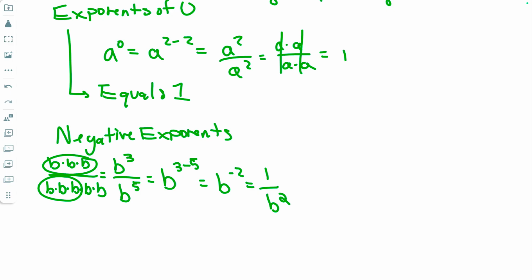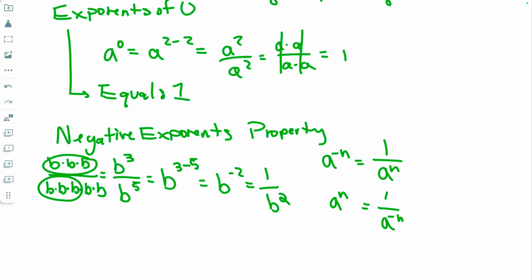Okay, so our negative exponent property tells us this. A raised to the negative n is 1 over a to the n. Likewise, 1 over a to the negative n is a to the n. Okay? So with negative exponents, if it's negative on top, it becomes positive on the bottom. If it's negative on the bottom, it becomes positive up top. Okay, so it kind of flip-flops. And we are talking about the reciprocal here as well.